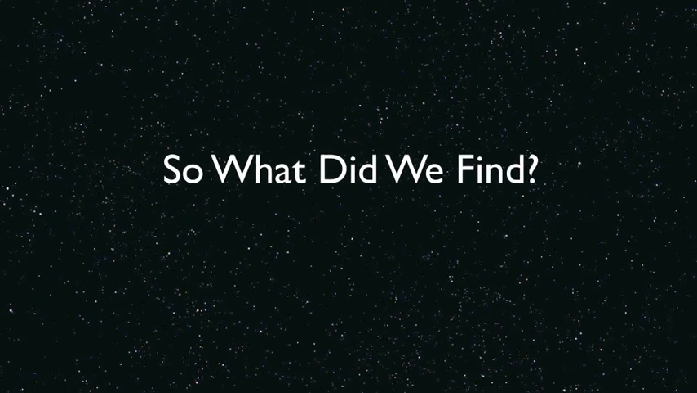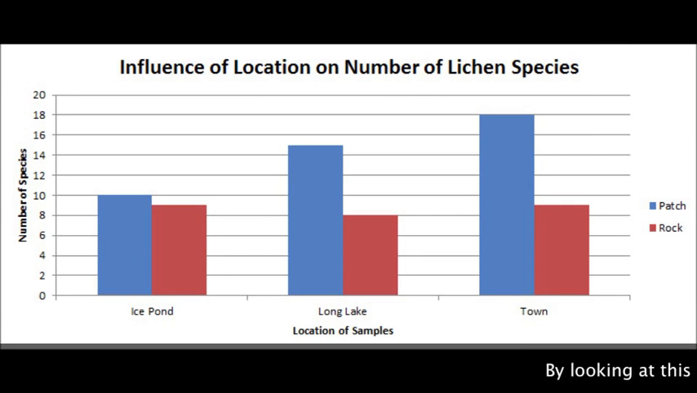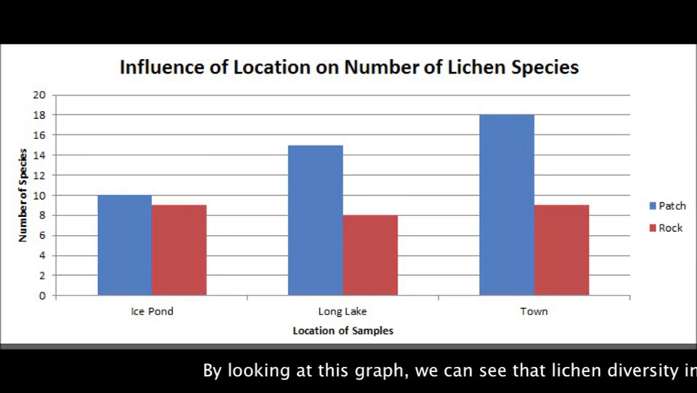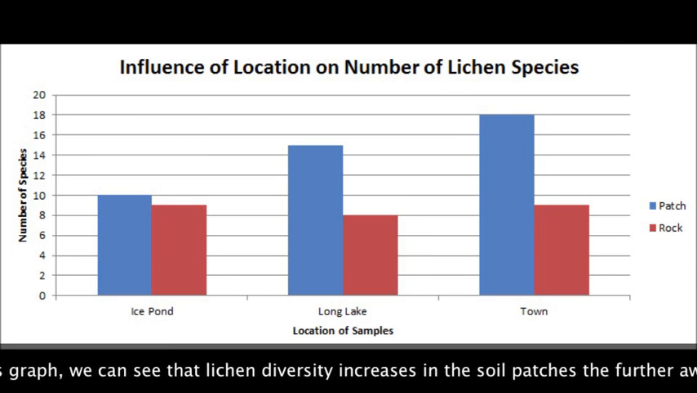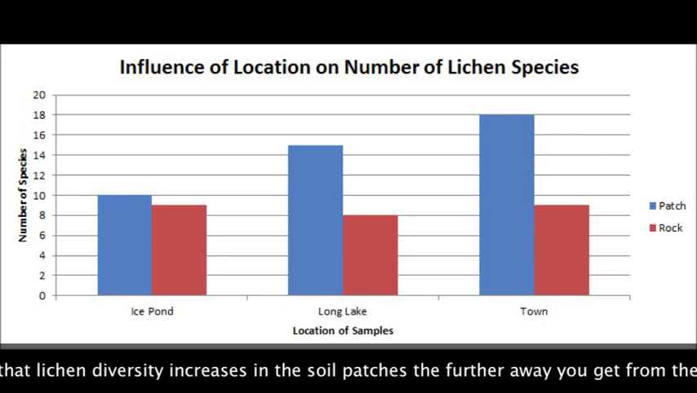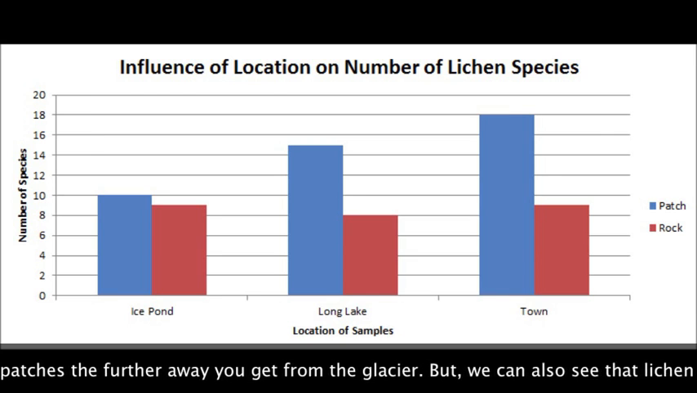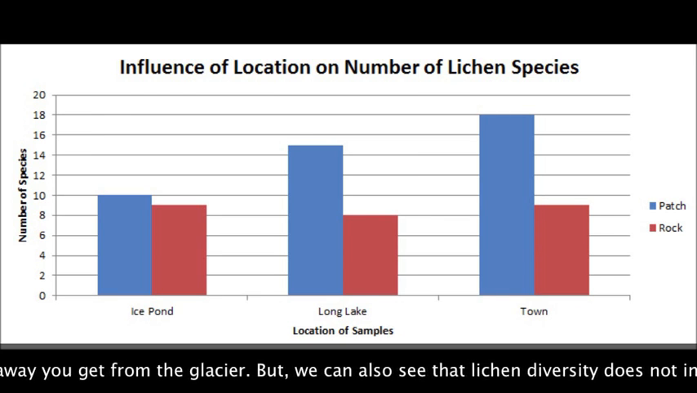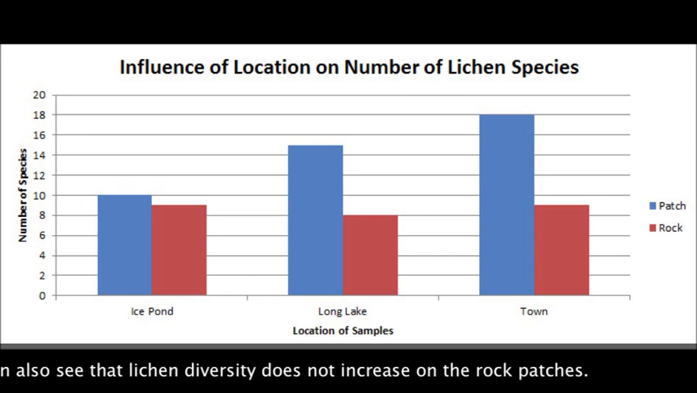So, what did we find? By looking at this graph, we can see that lichen diversity increases in the soil patches the further away you get from the glacier. But we can also see that lichen diversity does not increase on the rock patches.